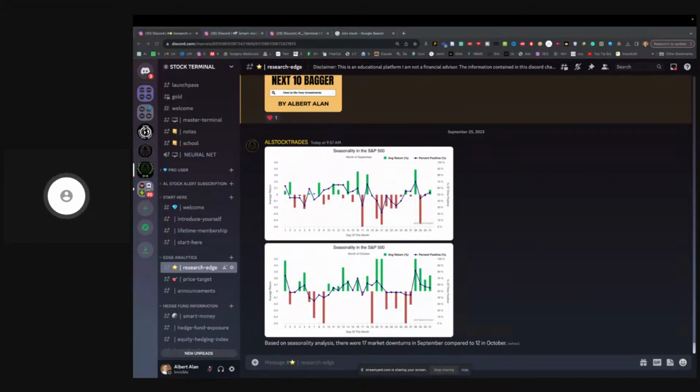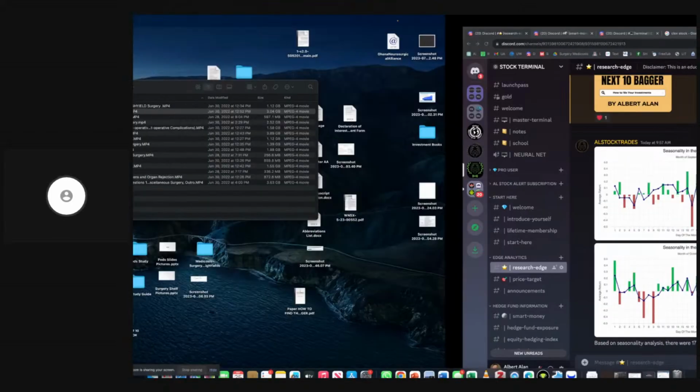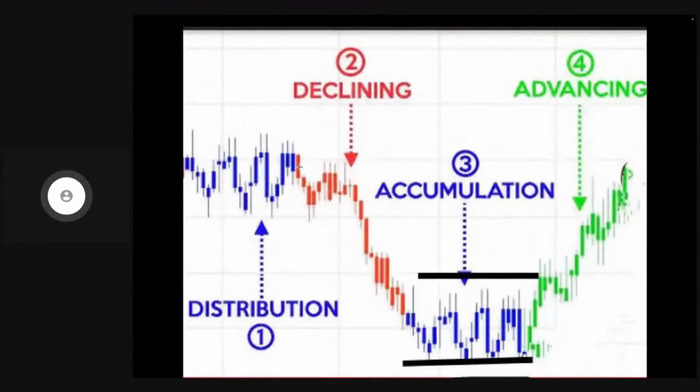All right, but I wanted to go ahead and talk to you guys about a couple of things that we're seeing. I do want to open up this graph here so we can take a look. So you remember we talked about the declining phase, the accumulation phase, and the advancing phase. Again, when we start seeing a level off after an advancing phase, we start seeing a declining phase. Usually hedge funds like to sell here and hedge funds like to buy here.